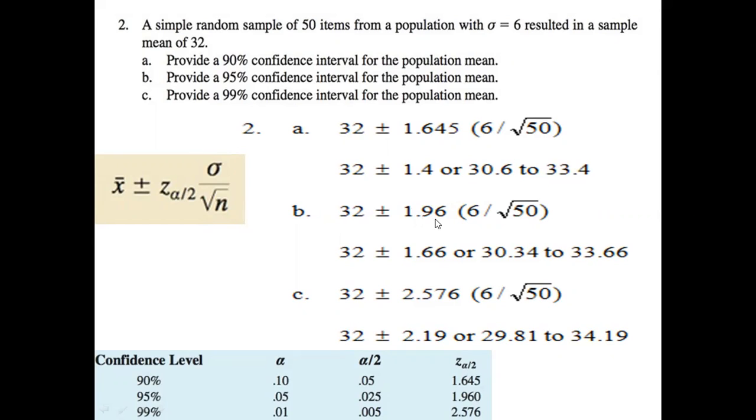Now, for B, we just change the z alpha over 2 to 1.96 because we're doing the 95%. And then we get 1.66. So when you do that, it goes 30.34 to 33.66. And when we get to 99%, we use the 2.576. That gives us 29.81 to 34.19. And as you can see, as we have higher confidence, we get a wider interval. That's just meaning that to be 99% confident the population parameter is going to fall in that range, we're going to have a wider range with the higher confidence levels.